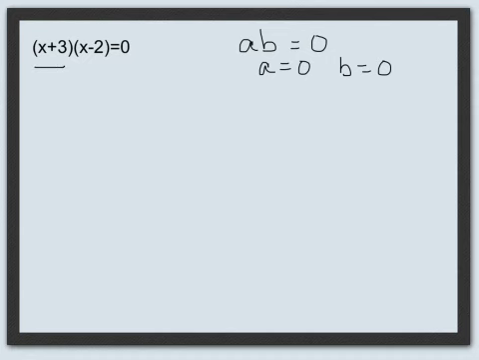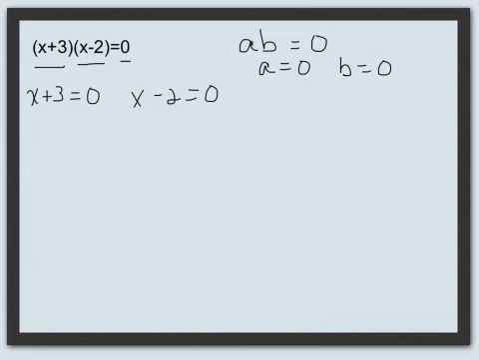If we apply that to the given equation that we're to solve, the quantity x plus 3 times the quantity x minus 2 equals 0, that means that one or both of our factors equals 0. So let's write that out. Either x plus 3 equals 0 or x minus 2 equals 0 or both.